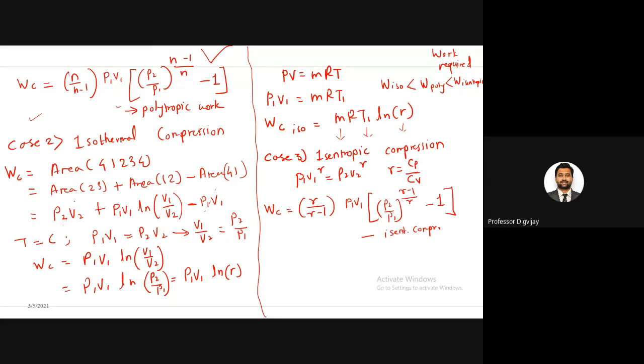Isentropic. Another formula is there, that is the W_C is equal to m Cp delta T, that means T2 minus T1. This way also you can calculate the isentropic work required in case of isentropic compression. Okay. So first I will revise these three cases so that you will not get confused with what is happening here.